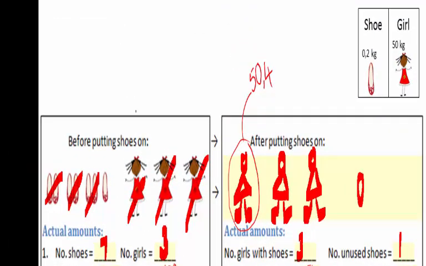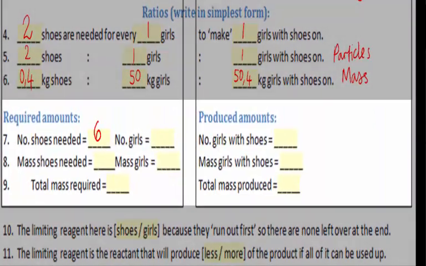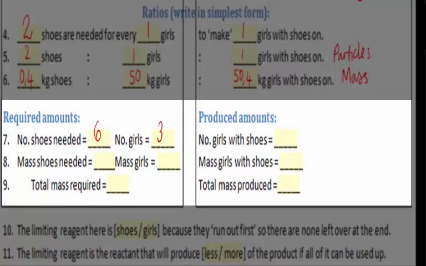Now let's speak about the parts that were actually used in this getting dressed. There were 7 shoes actually, but 1 of them never got used. So we only needed 6 shoes for the 3 girls, and we ended with 3 girls with shoes. So the mass of the shoes needed was 6 times 0,2, which is 1,2 kilograms. The mass of the girls was 150 kilograms, and the mass of the girls with the shoes was 151,2. So the total mass required was 151,2.